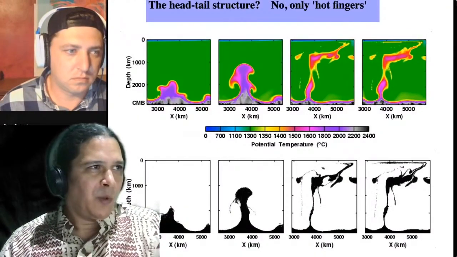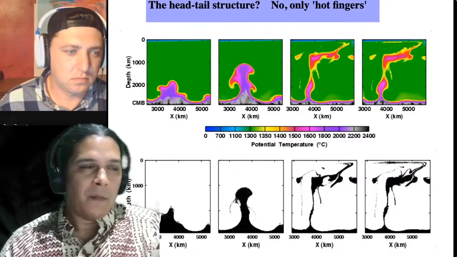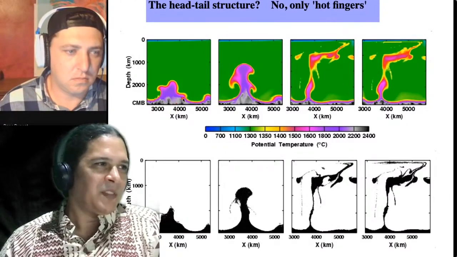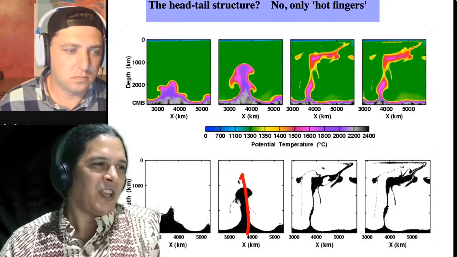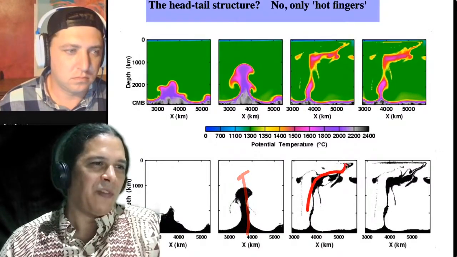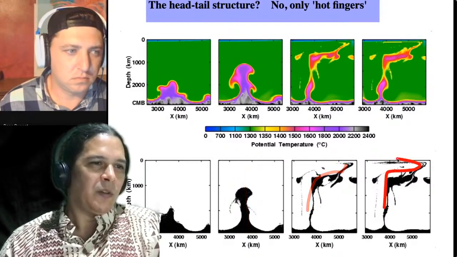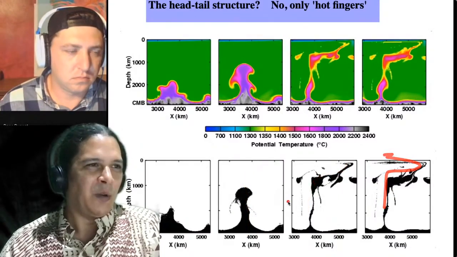So if we look at just the thermal effect of the core, it might not be quite enough. Some models just show, instead of a whole plume that comes up, it might start trying to come up, but then you just end up having these hot fingers that dissipate. So it may be that temperature by itself is not quite enough.